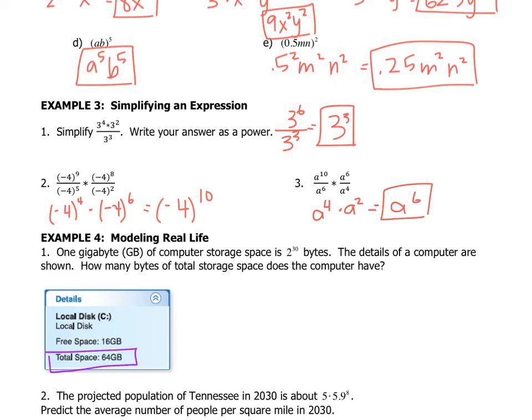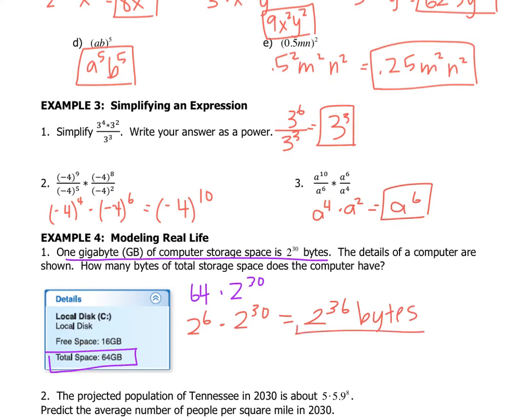Now it tells us that 1 gigabyte is 2 to the 30th bytes. So really I have 64 times 2 to the 30th, right? Because it's 64 gigabytes. So what I need to do, though, is you say, well, I can't type that in my calculator, because if you did, you'd get some crazy answer or you might get an error message because it's such a large number. 64 is, get this, 2 to the 6th. So it's 2 to the 6th times 2 to the 30th. So that gives me 2 to the 36th. So there are 2 to the 36th bytes of total storage space.